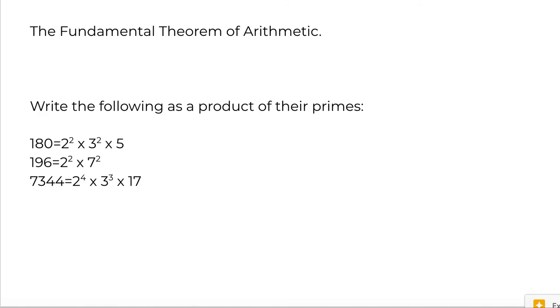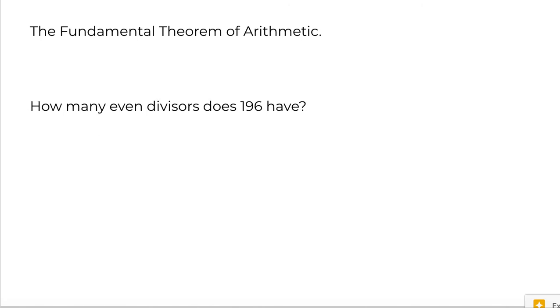And the difficult one was 7344 because it has a higher prime number as a factor, and you would have to check for 11, 13 before you go to 17. So that's 2 raised to 4 times 3 raised to 3 times 17. So that is your fundamental theorem of arithmetic. How many even divisors does 196 have?